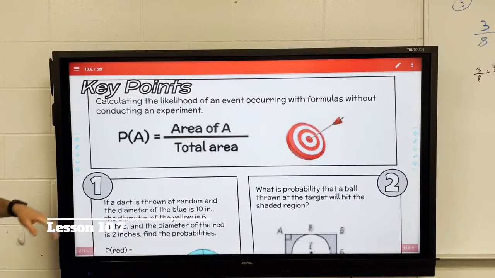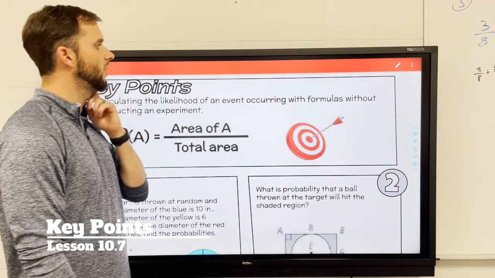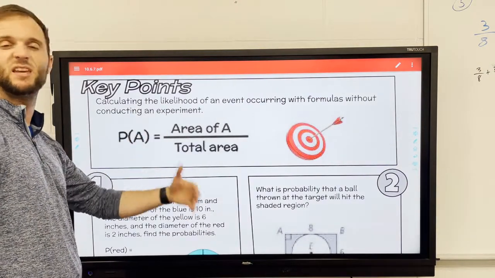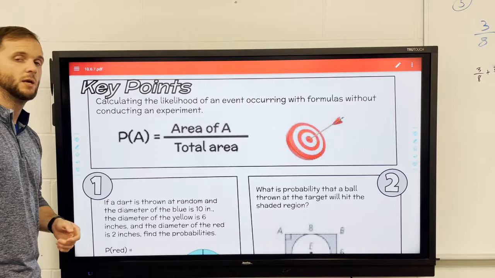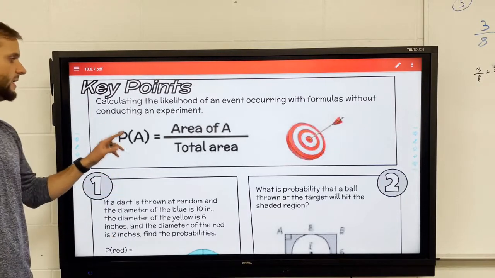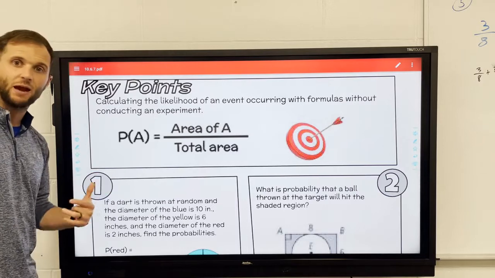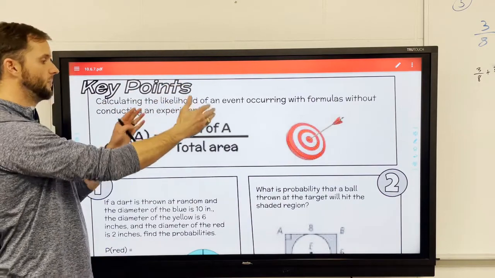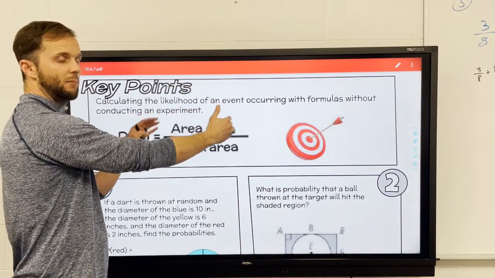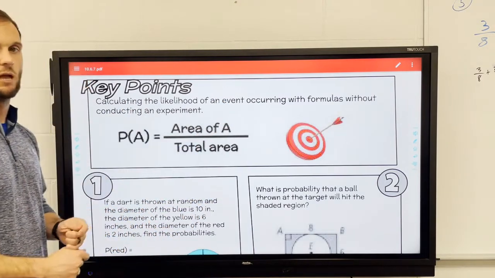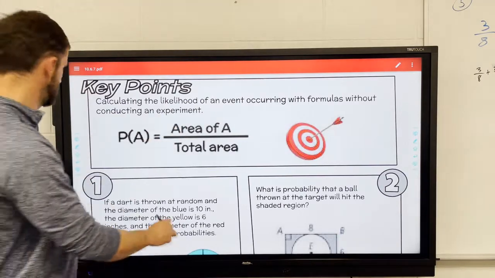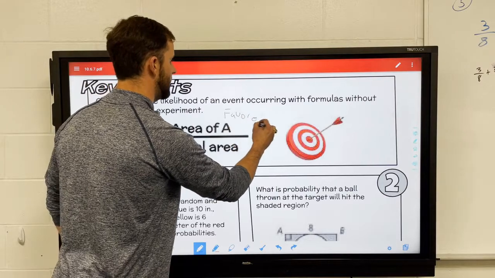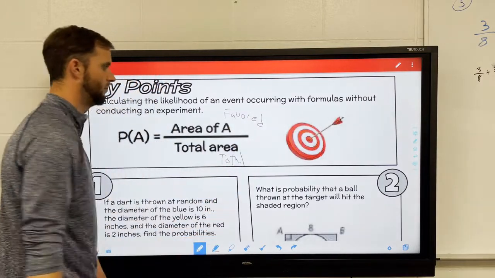The key points: calculating the likelihood of an event occurring with formulas, without conducting an experiment. This is theoretical, obviously, without conducting the experiment. Just like regular probability, the probability of an event happening, if we're dealing with area, remember, you always want to put what you want to happen on top. So you put the area of what you want to hit on top over the total area of your shape. I'll write that in there so you can have it in your notes: favored on top, the total on bottom.